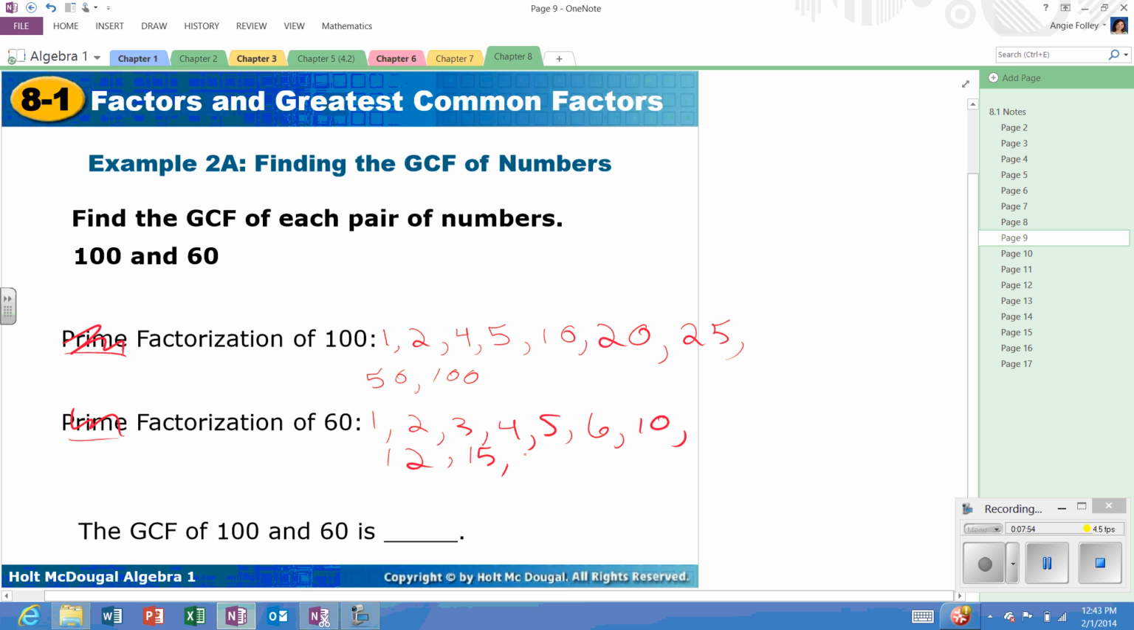12, 15, 20, 30, and 60. The biggest number that goes into both of them, if you look, is 20. So the greatest common factor is 20.